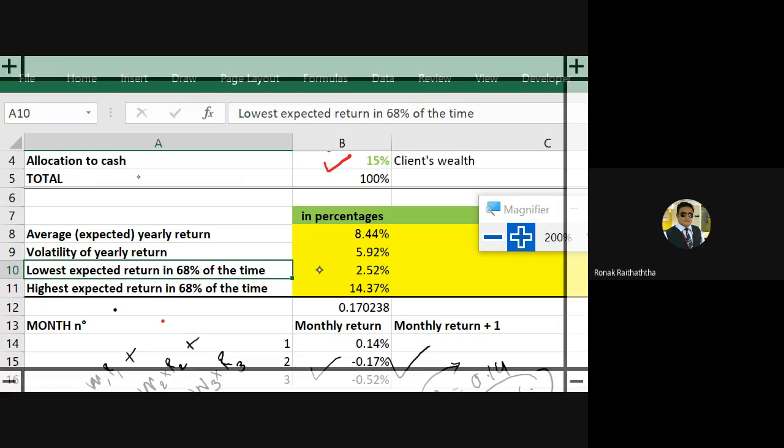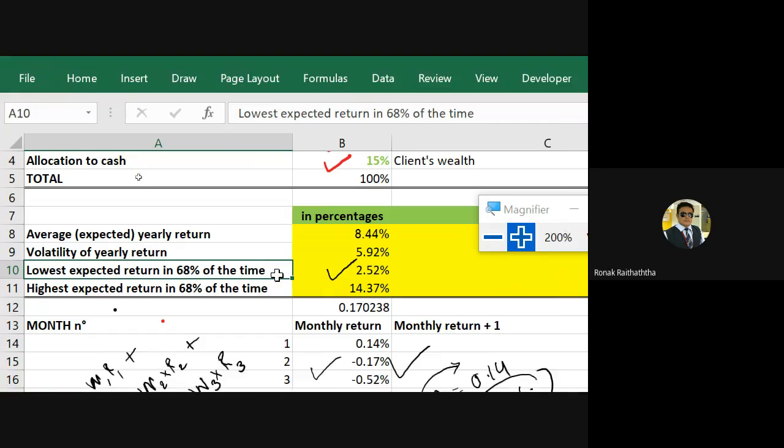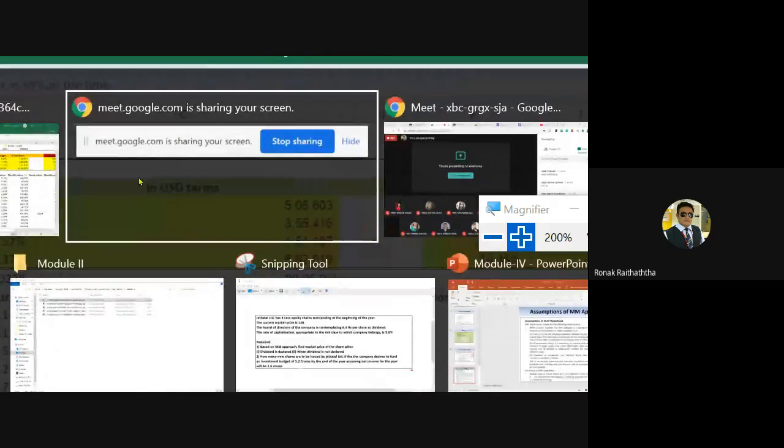What is this lowest expected return in 68% of the time? It is also a part of the value at risk only. Have you done it? If not, then I will do it. I am actually not aware about it. That's why.